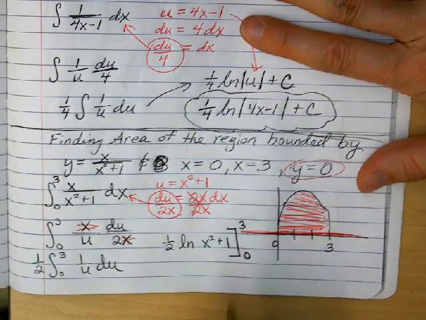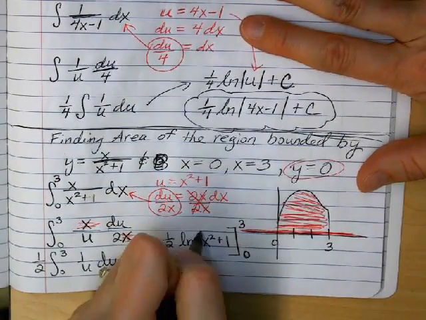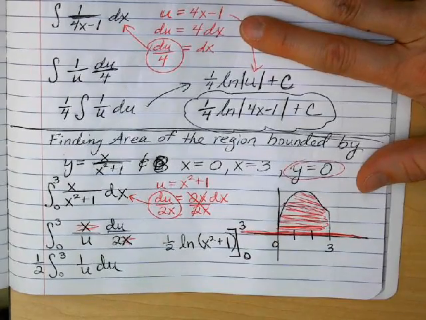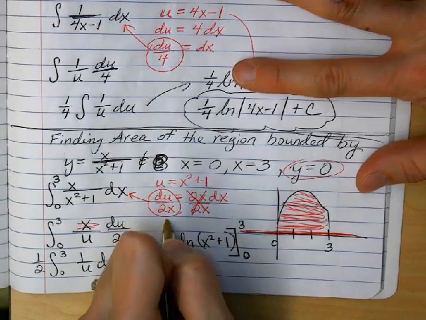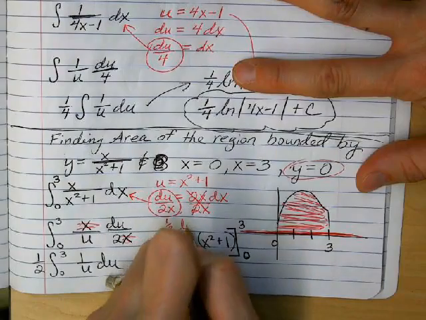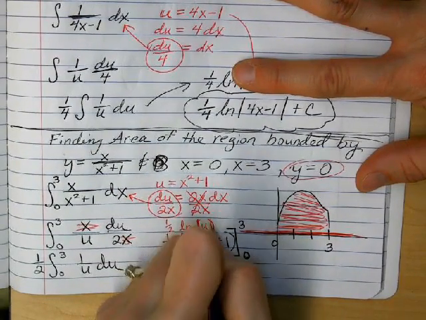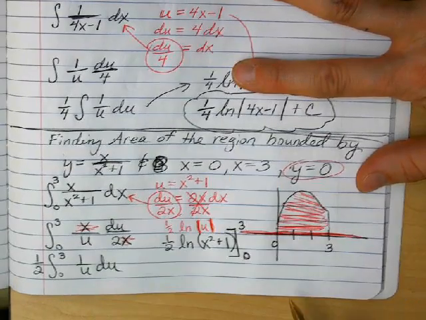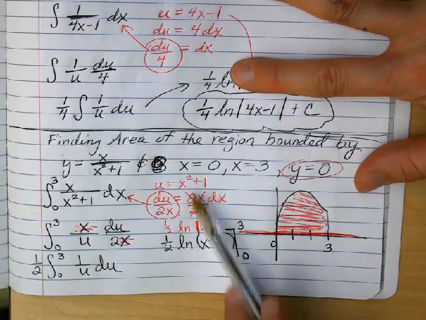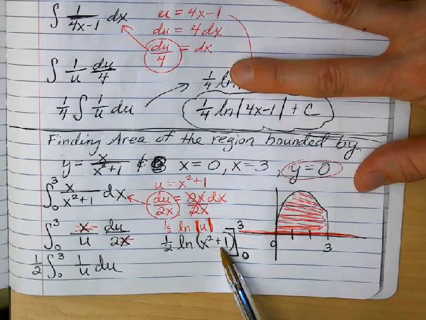Natural log, that's u. Remember, it would have been 1/2 natural log of u. Nope, you don't need plus c. U is x squared plus 1, so I'm putting back in what u is.